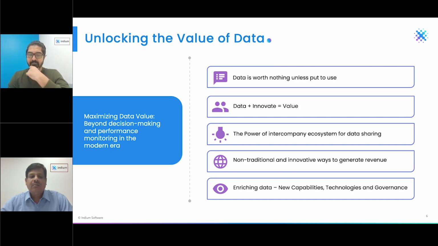So, how can you maximize the data value? Go beyond decision making or performance monitoring in the modern era. Look for how you can monetize your data. Data monetization is the process where a company's generated data is used to create a measurable economic benefit.